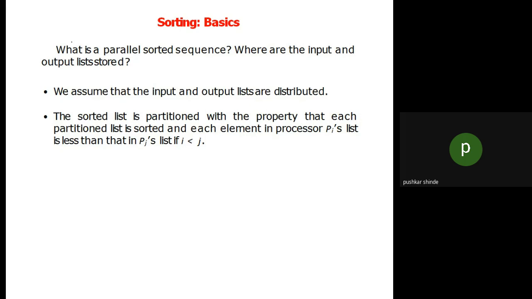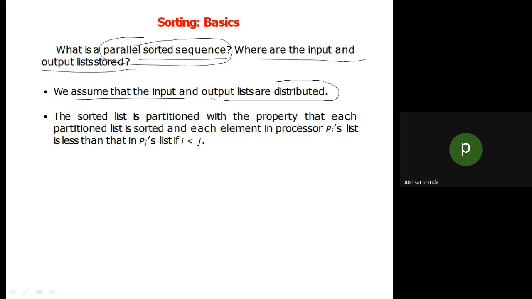Now, some other sorting basics. What is a parallel sorted sequence? Where are the input and output lists stored? So how is a parallel sorted sequence kept, and where are the input and output lists stored on the parallel platform? We'll discuss how it works on a parallel platform. We assume that the input and output lists are distributed on the parallel platform.